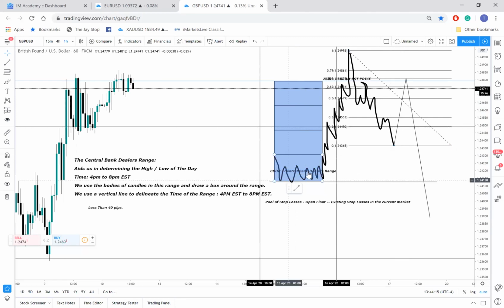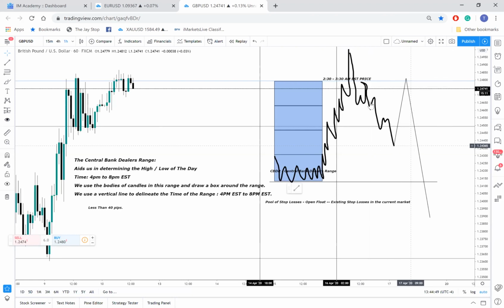Right? So the central bank dealers range is from 4 p.m. to 8 p.m. Eastern. You're looking for price to go about 1 to 3, 4 at most deviations to the upside. And then you want to line that up with the London kill zone, about 2:30 to 3:30 a.m. Eastern. You'll see a breakdown, and then 5 to 7 a.m. they'll do a retracement, and then they'll form the optimal trade entry to go short for New York.